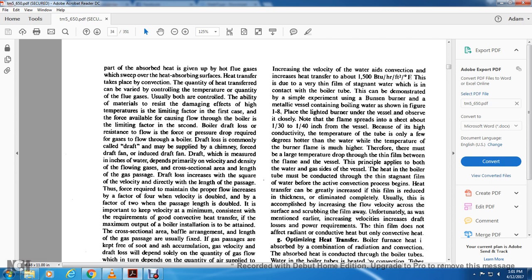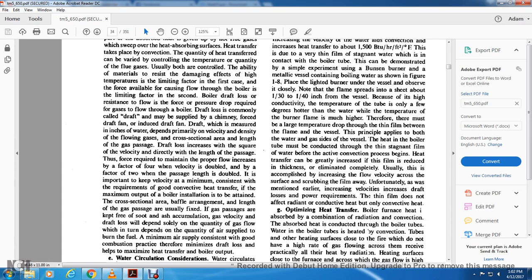It may be supplied by the chimney, a forced draft fan, or an induced draft fan. The draft, which is measured in inches of water, depends primarily on the velocity and density of the flowing gas, the cross-sectional area, and the length of the gas passage. Draft loss increases as the square of the velocity and directly with the length of the passage. Thus, the force required to maintain proper flow increases by a factor of four when the velocity is doubled, and by a factor of two when the passage length is doubled.